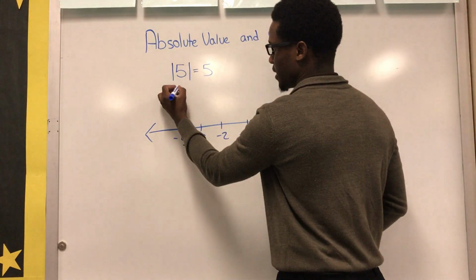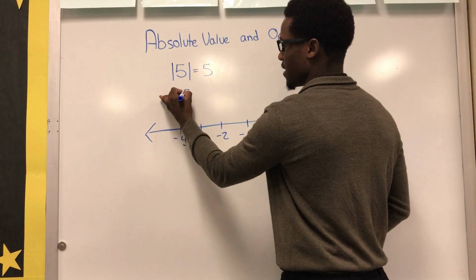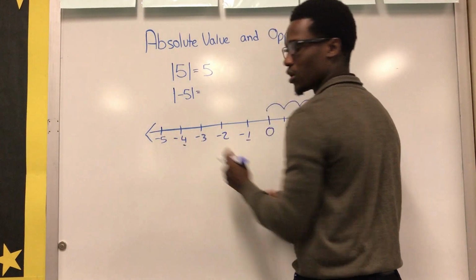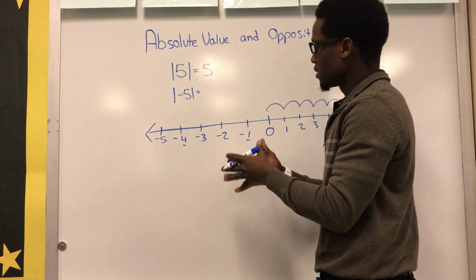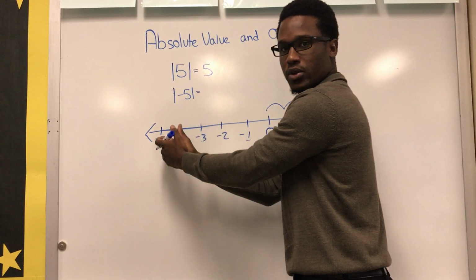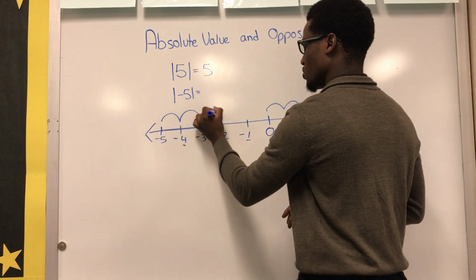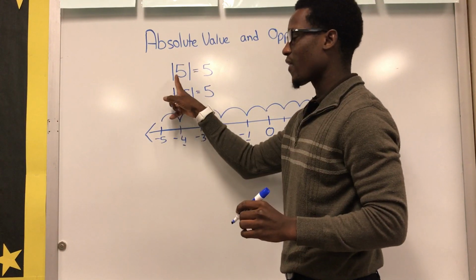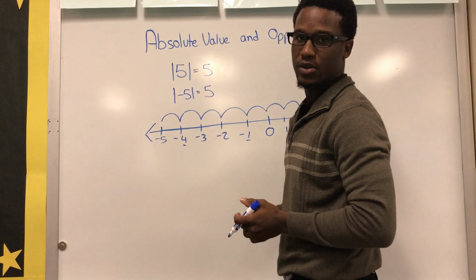Now, on the flip side, let's say what is the absolute value of -5? Now, -5 in this situation will be all the way over here. Same thing. What is the distance from 0 to -5? If we go ahead and do that, 1, 2, 3, 4, 5. So the absolute value of both 5 and -5 is going to be 5.